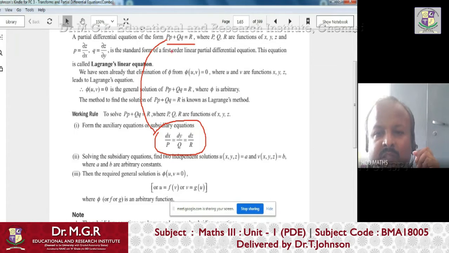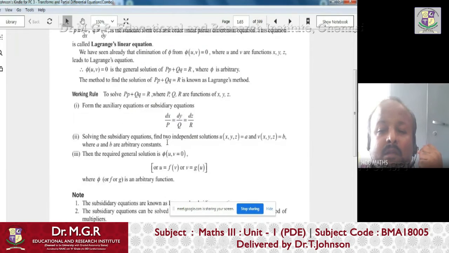While we're transforming this, remember this is a partial differential equation, but when you transform it into the subsidiary equation, it becomes an ordinary differential equation with dx, dy and dz. So it is not dou x, it is dx, dy and dz, right? Okay. So how to solve this?